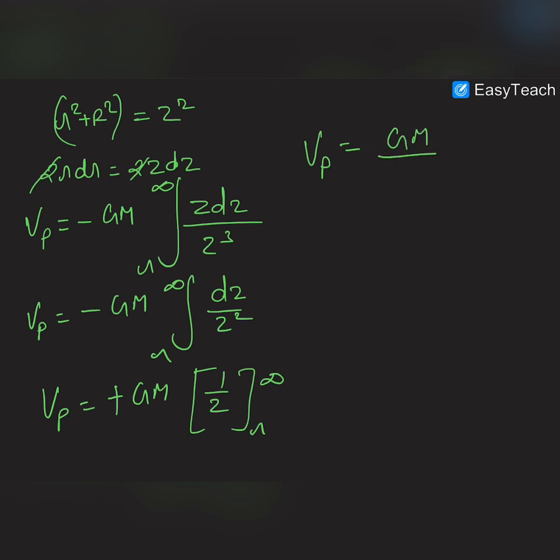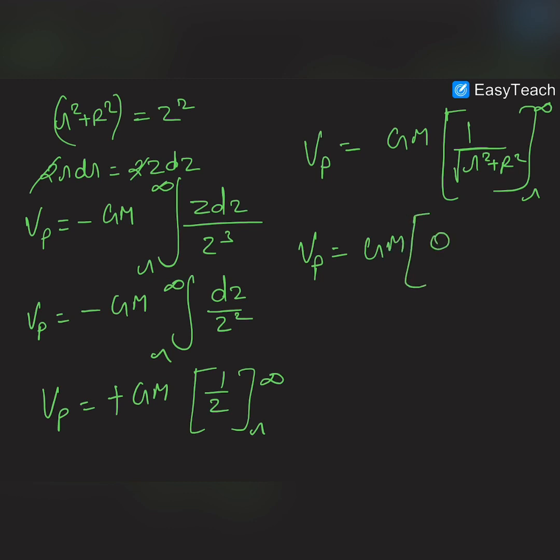And Vp is equal to GM into 1 upon z, where 1 upon z is 1 upon under root of r square plus capital R square, and the limit would be from r to infinity. So Vp will be equal to GM, and when we substitute the limit, it would be 0 minus 1 upon under root of r square plus R square. So Vp, the gravitational potential, would be equal to minus GM by under root of r square plus R square.